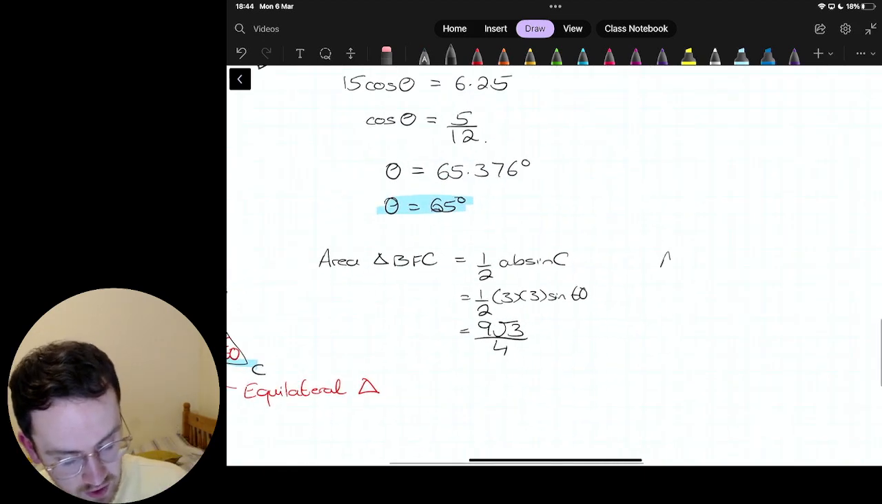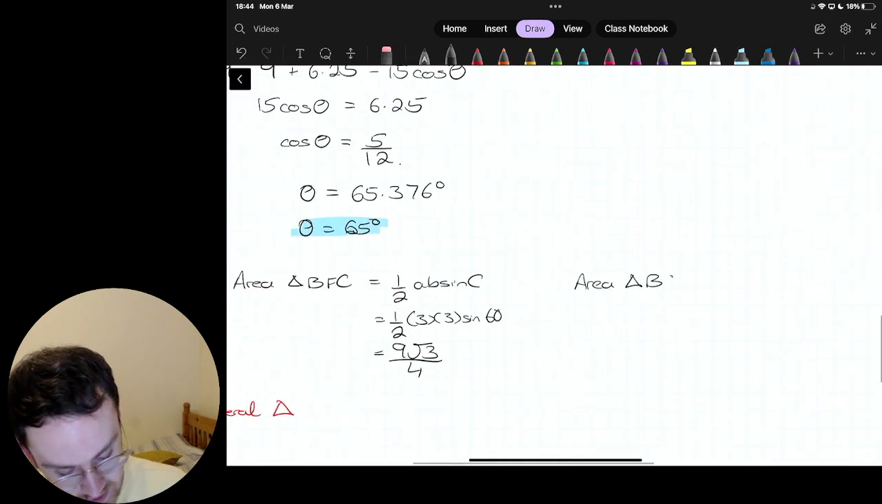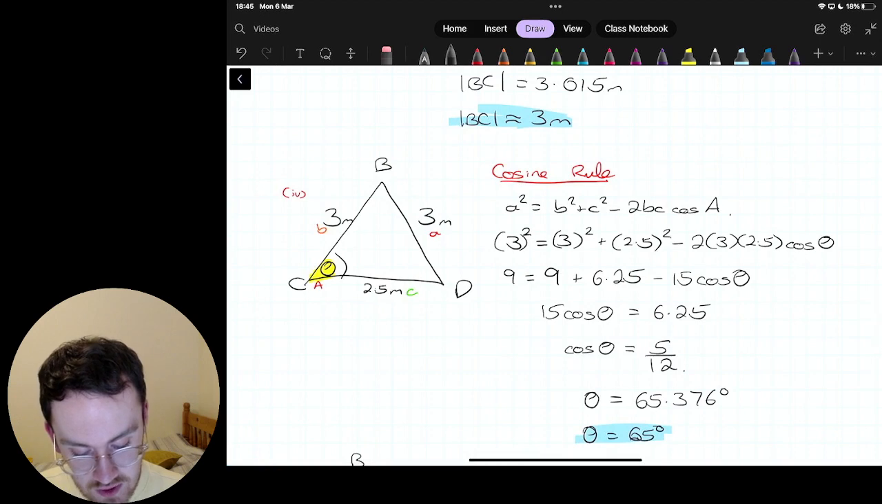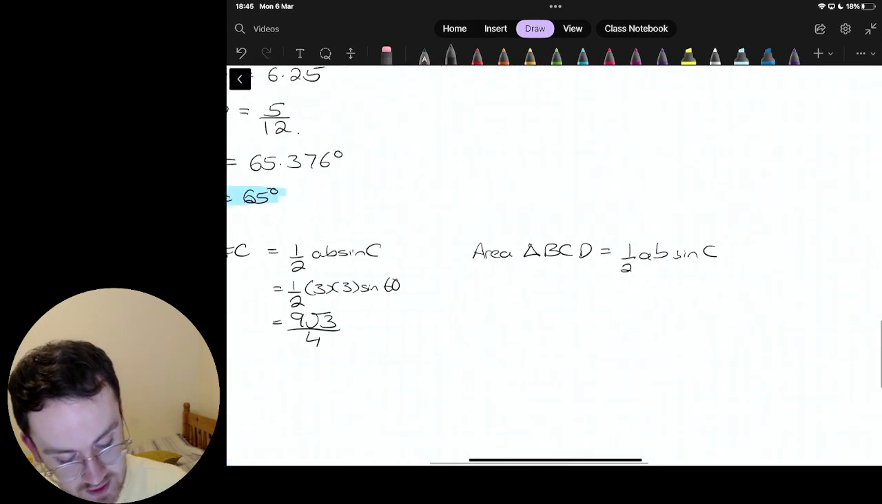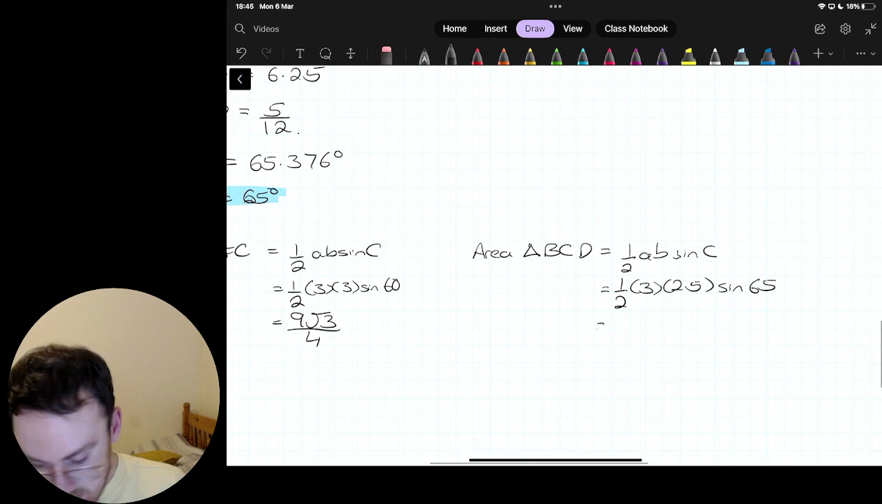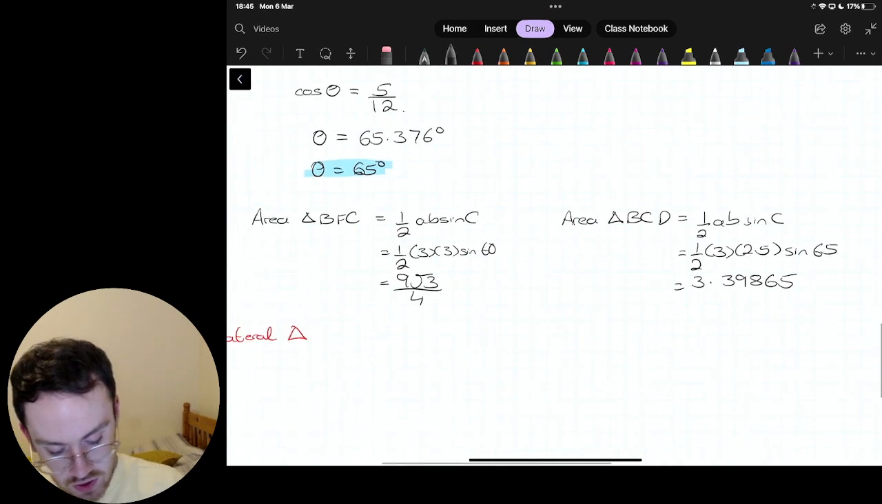If we look then at the area of the other triangle, the one up here, BCD, again it's half ab sine C, so half of two sides and the angle between them. We'll use the two sides we have there, 3 and 2.5, and the angle 65. So a half of 3, 2.5 and sine of 65, and we get an answer of 3.39865. Let's leave in a few decimal points.